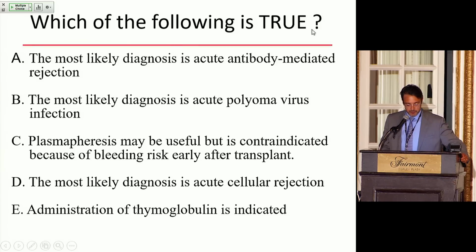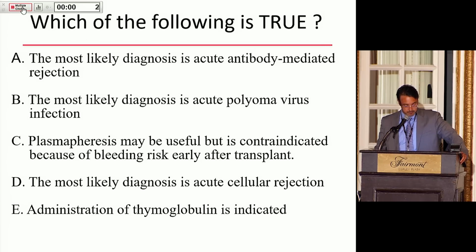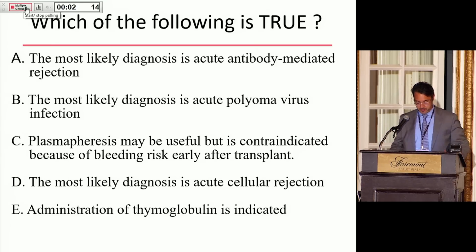Okay, so which of the following is true? The most likely diagnosis is acute antibody-mediated rejection. The most likely diagnosis is acute polyomavirus infection. Plasmapheresis may be useful, but is contraindicated because of the bleeding risk early after transplant. The most likely diagnosis is acute cellular rejection. Administration of thymoglobulin is indicated. I'll give you 20 seconds.